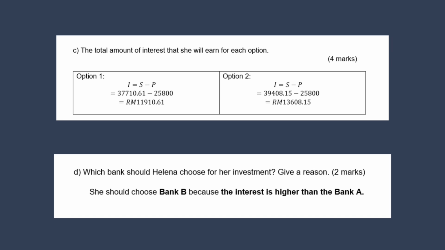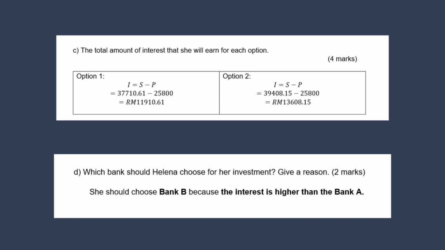For question 1C, option 1, the total amount of interest is S minus P, 37,710 ringgit and 61 cent minus 25,800, equals 11,910 ringgit and 61 cent. For option 2, the total amount of interest equals S minus P, 39,408 ringgit and 15 cent minus 25,800, equals 13,608 ringgit and 15 cent.